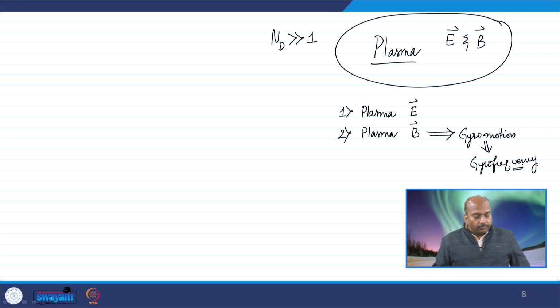Okay. Now, as a simple example, we will take a static electric field, and we will see how the plasma will move in a static electric field. So, a static electric field, we will take it as electric field E, whose components are 0, 0 and Ez. What does it mean? It means the electric field has a single component along the z direction.